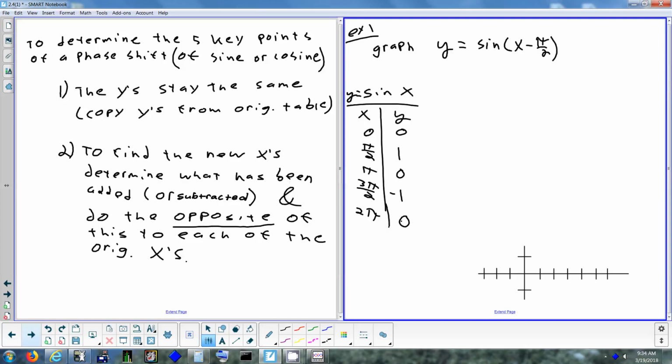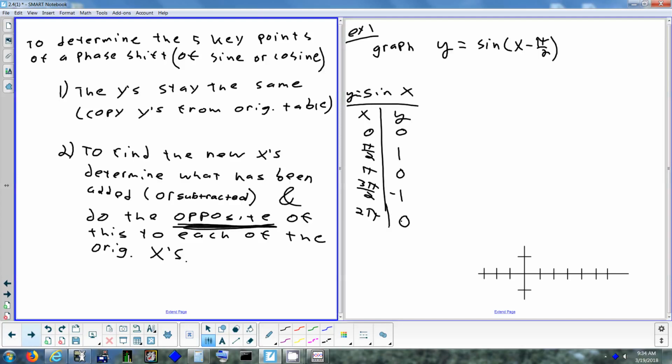We're going to leave our answers as fractions. Okay? You don't have to worry about, well, what's 0 plus pi over 2 as a decimal? It doesn't matter. We're just going to leave our answers as fractions. Okay? No decimals. Okay, so make sure you do the opposite for a phase shift. Okay, any questions on the 2 steps?